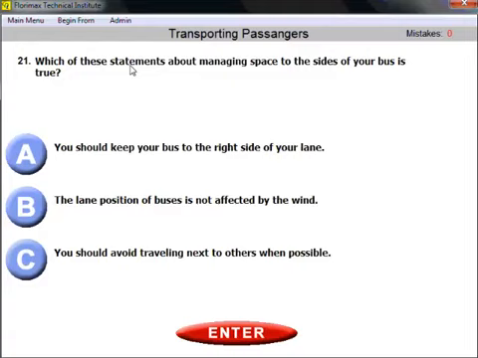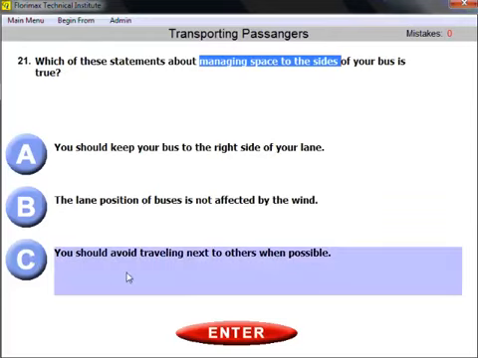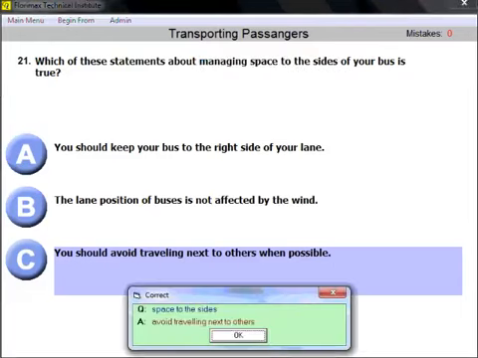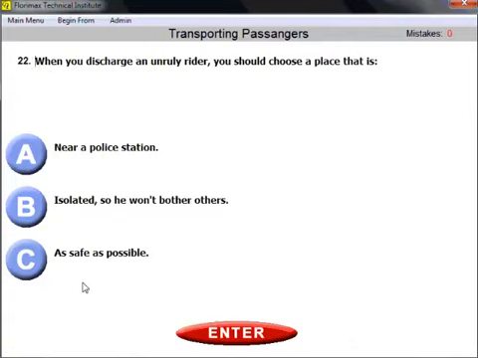Question number 21. Which of these statements about managing space to the sides of your bus is true? How do you manage space to the sides of your bus? Again, general common sense regulation: you should avoid traveling next to others when possible. If there's nothing you can do, fine, but if you can, avoid traveling next to others when possible. Keep the distance.